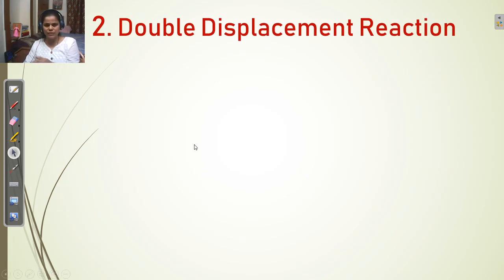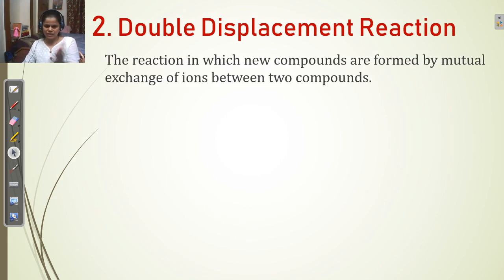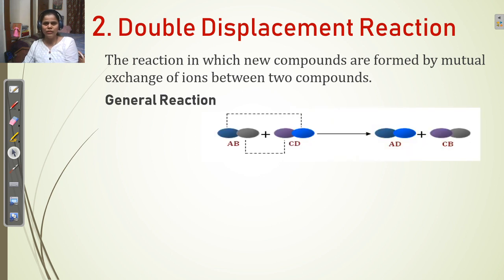What is a double displacement? That means here there is a mutual exchange. Let's see the definition. The reaction in which new compounds are formed by the mutual exchange of ions. You can see the general reaction to understand easily. Here AB is a compound that reacts with the CD compound.